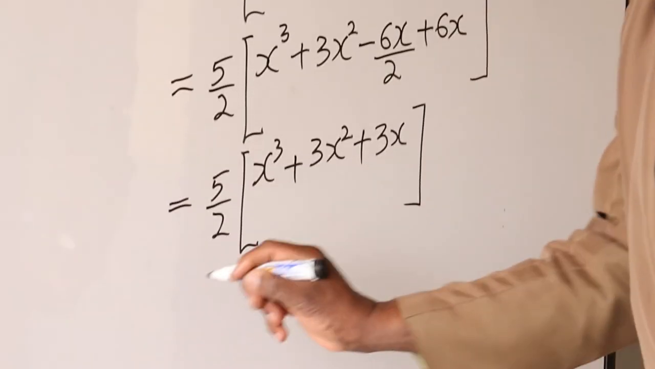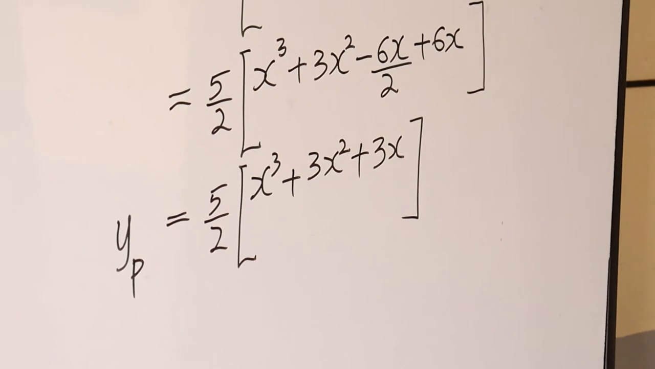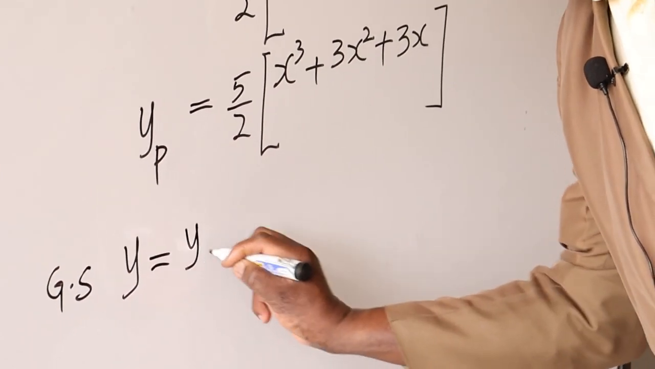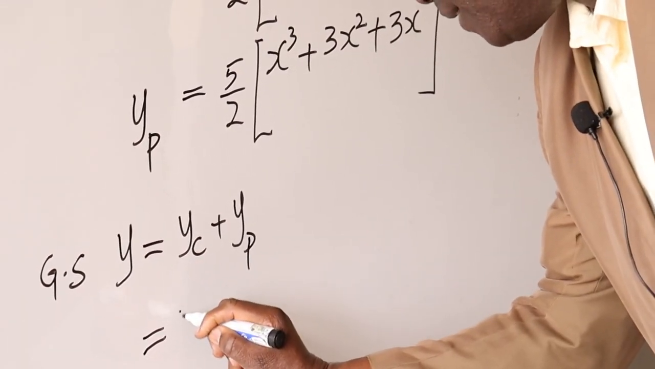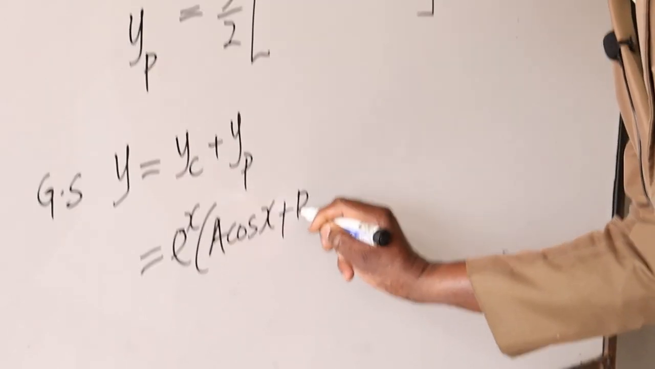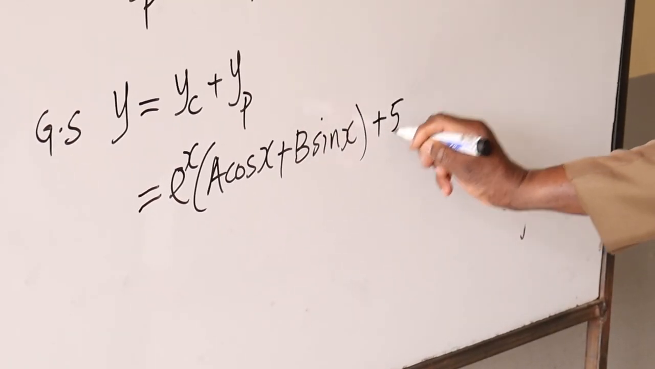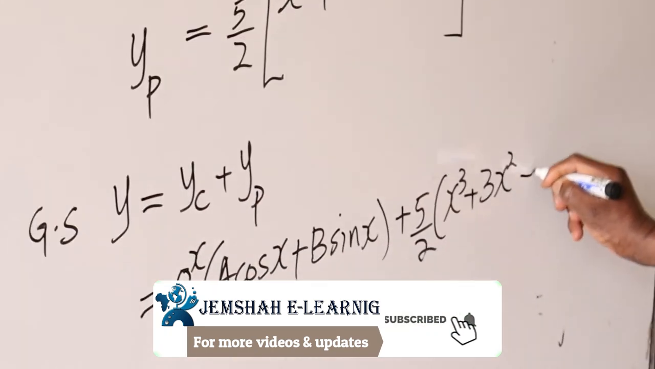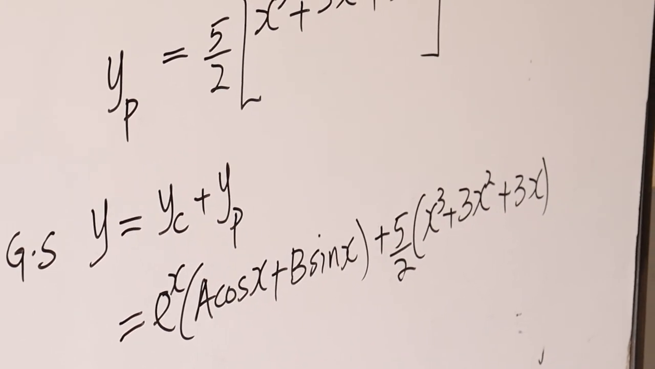So this is now our yp. So our yp is now ready. So we can say the general solution, our y will be equal to yc plus yp, which will be equal to: e power x (a cos x plus b sine x) plus 5 all over 2 into (x cubed plus 3x squared plus 3x).